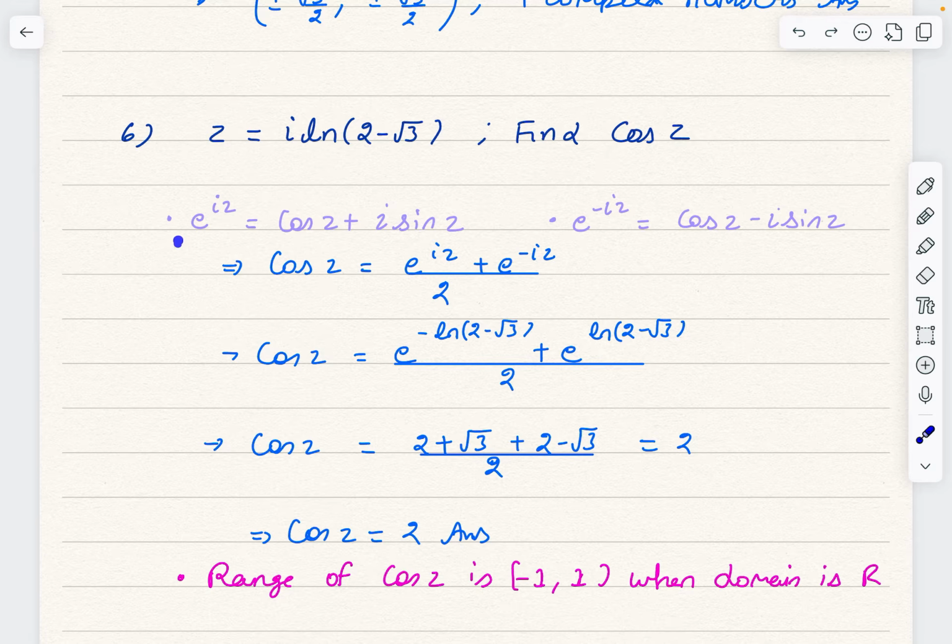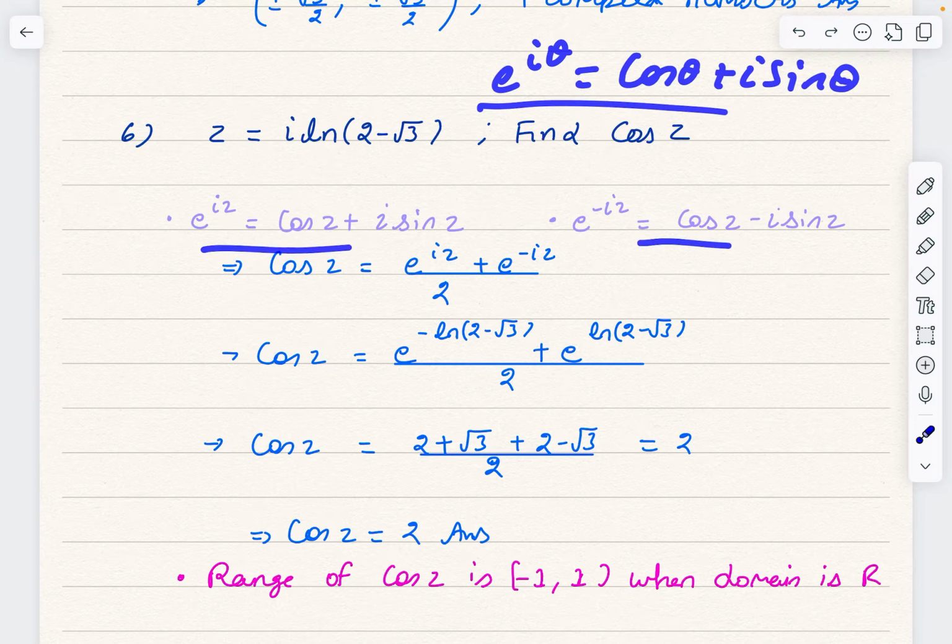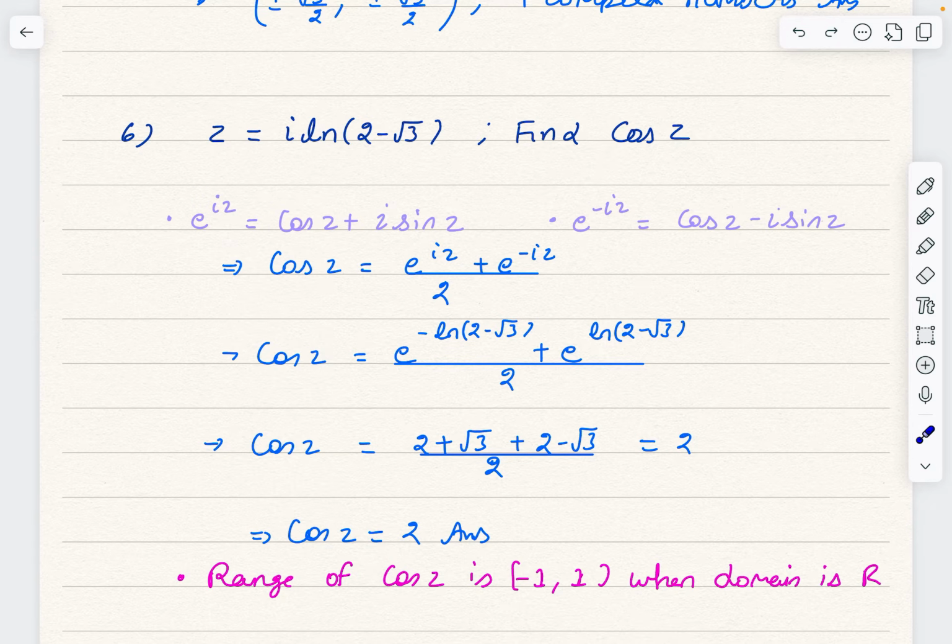See, guys, we discussed this e iota theta thing, no? So if I have e iota z, it will be cos z plus iota sine z. And e minus iota z will be cos z minus iota sine z. Just in place of the formula we discussed, e iota theta as cos theta plus iota sine theta, put theta as z and minus z, and you end up with these two results. So how do you find cos z from here? Add these two. You get cos z will be e iota z plus e minus iota z divided by 2.